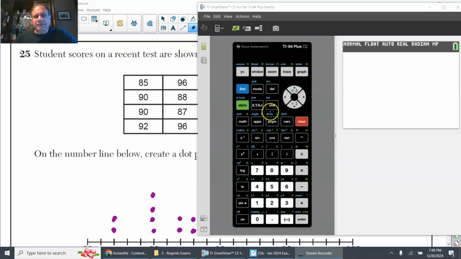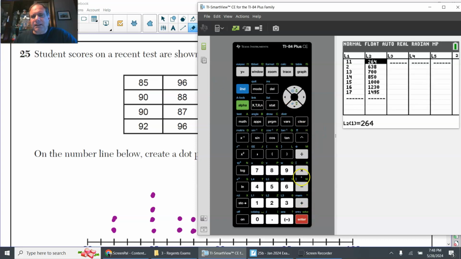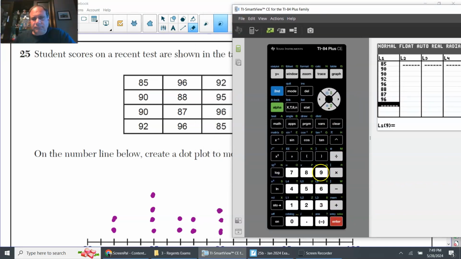Easy way to put this in a list is press stat and then you have edit. You're going to go up, and I'm going to clear out the numbers: press clear and then enter. You see all the numbers disappear. And you go up to L1 and you press clear again and then you press enter. All those numbers disappear. So now I'm just going to put 85, 90. This is really helpful because the numbers are not in order. And for you to get the median, you have to put the numbers in order. So you might as well have the calculator do it.